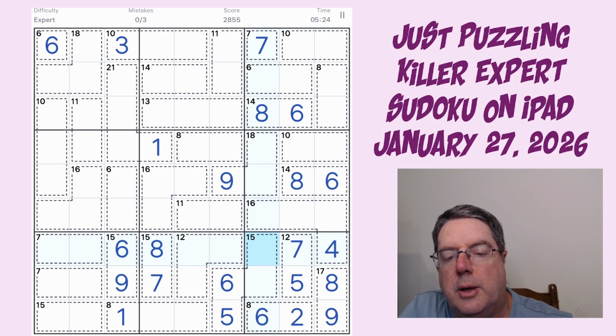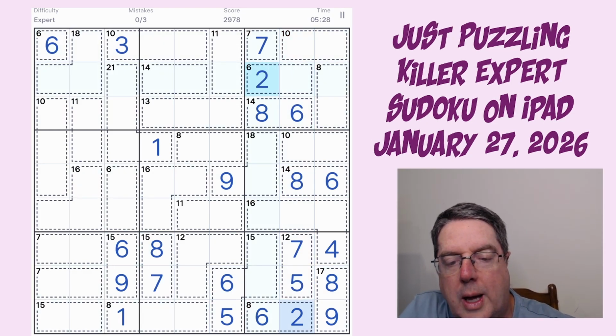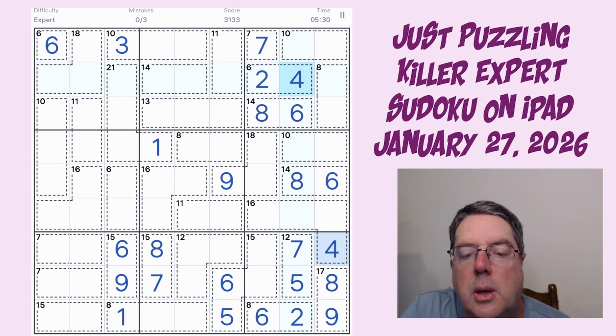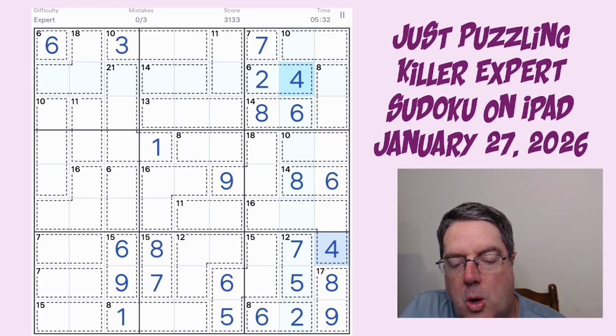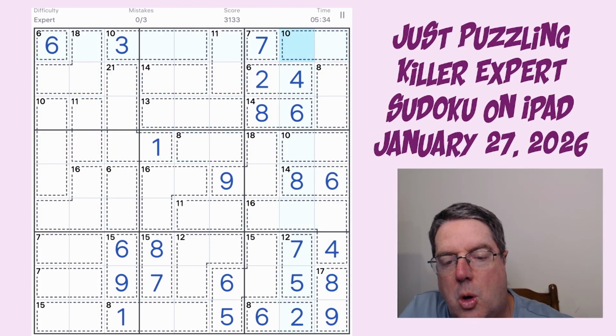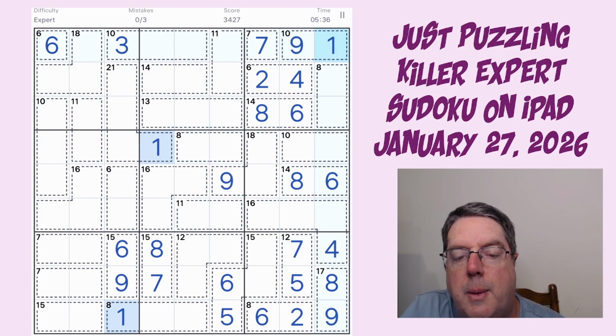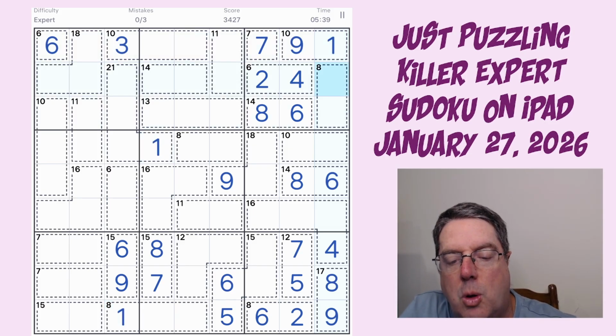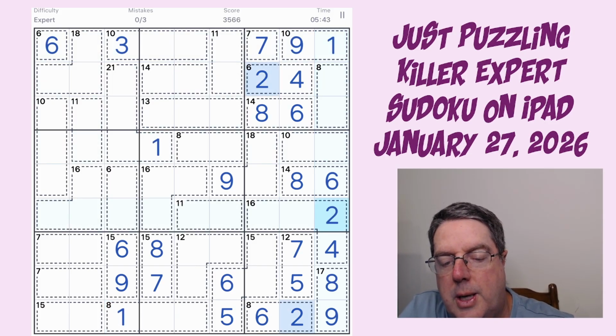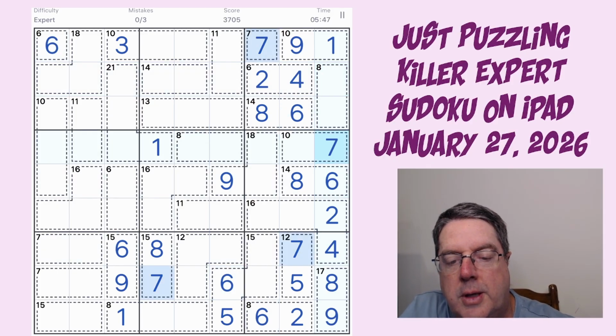2 and 6 doesn't work, 2 and 8 doesn't work, so 2 comes up here, so this is going to be a 2 and a 4. Now I can't have 1 and 7, so it's 1 and 9. 9 can't be here, so this is a 9, leaving this to be a 1, and this is going to be 3 and 5. So 1, 2, so 2 is there. 3, 4, 5, 6, 7, leaving this to be a 3.